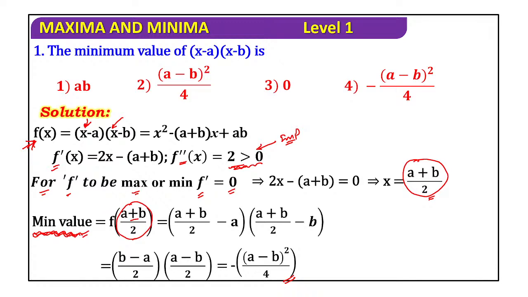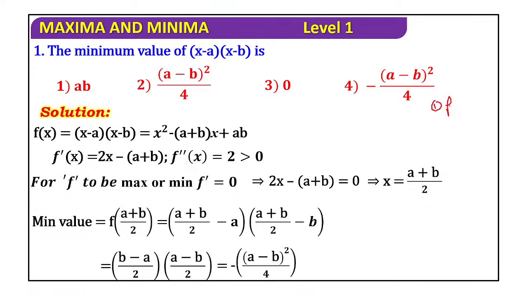If f double dash of x is lesser than 0, then maximum exists. If f double dash of x is greater than 0, then minimum exists. Okay, that's why you have to be very careful. You take the given function and differentiate once, so you will get f dash of x. Once you get f dash of x, you equate it to 0 and find the values of x.